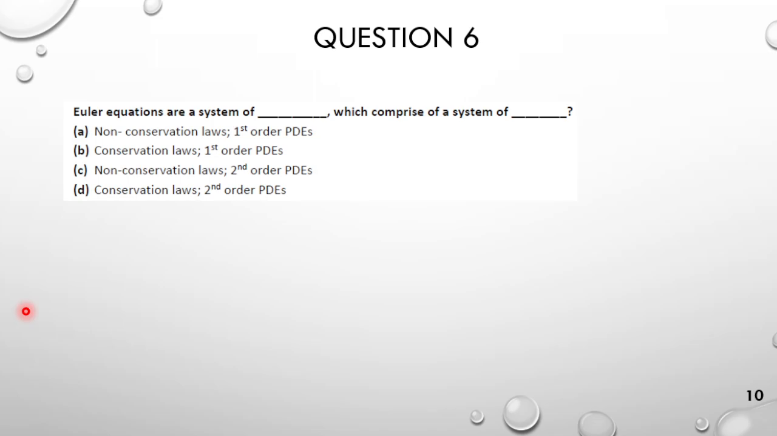So yeah, the sixth question is as follows. Euler equations are a system of dash, okay, which comprise a system of again dash, okay. So can you write down the answer in the chat box for this particular question? First of all, before writing the answer, what are Euler equations according to you? What do they describe? What is the physics which they describe? Can you write down in the chat box?